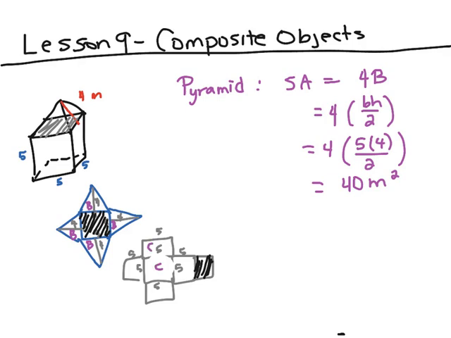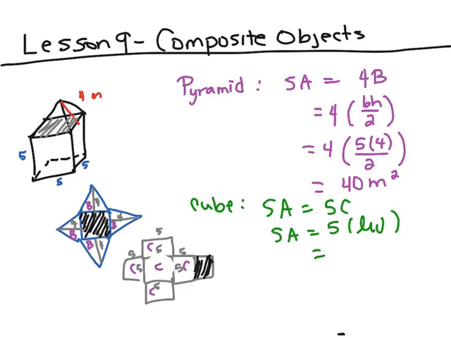So we're going to add together 5 squares for our cube. And the surface area for a cube is length times width, and we know that the length and the width are 5's. So 5 times 5 times 5 is 125 meters squared.